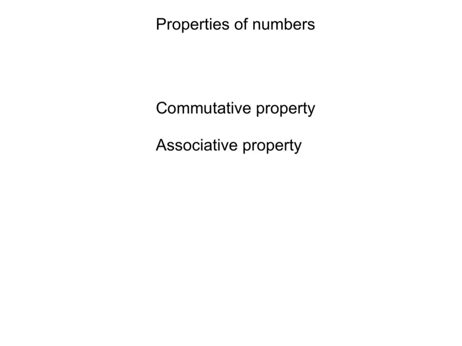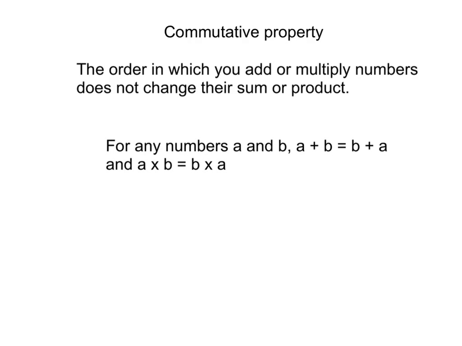This is a continuation of properties of numbers. During this video, we are going to just look at two properties, and that's the commutative property and the associative property. The first example is the commutative property.